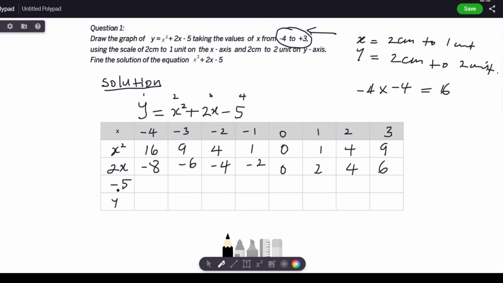Now looking at this particular number here, you notice that there's no variable, no x attached to it. So it doesn't have anything to do with these values of x. So we just repeat it, or write it the way it is. So we have minus 5 here, minus 5 here, minus 5 here, and so on, across all the columns.